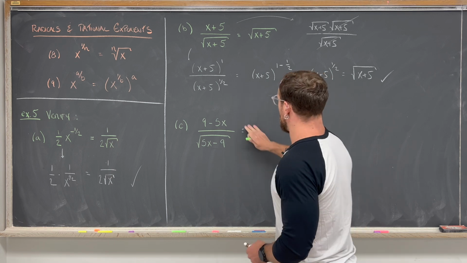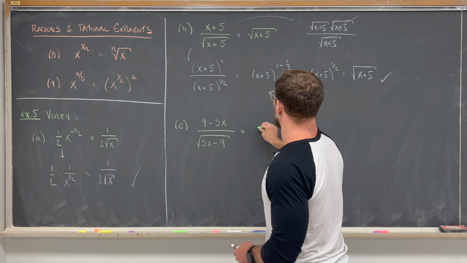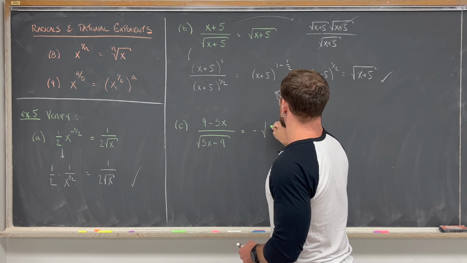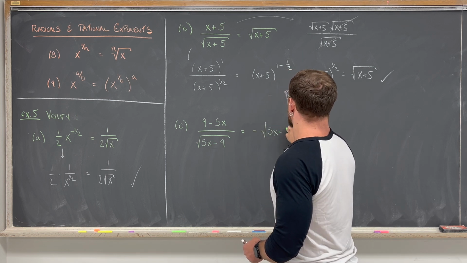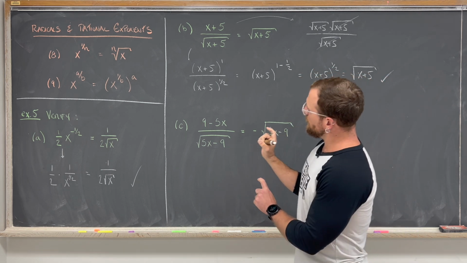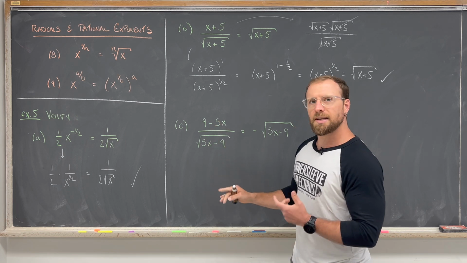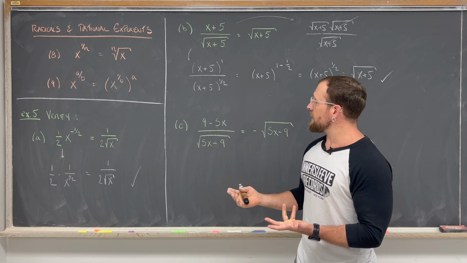I want to verify that this is equal to negative square root of 5x minus 9. That's what I want to do. Anyway, so like I was saying, the 5x minus 9 and the 9 minus 5x are not the same. Those bases are not the same.